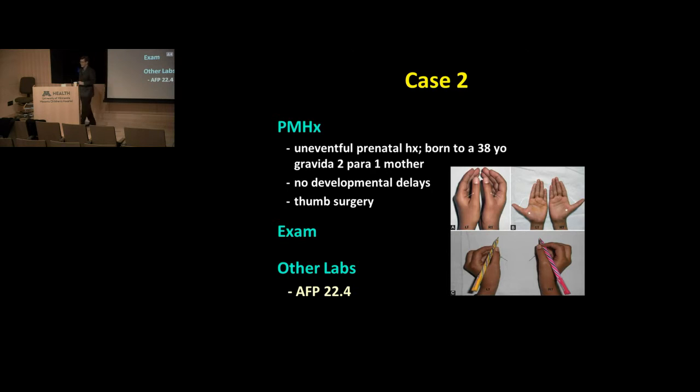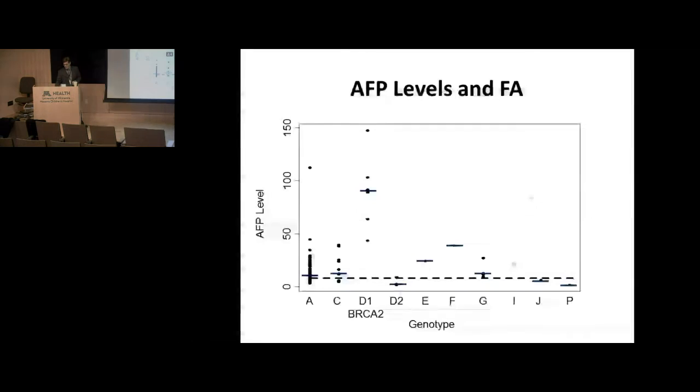Okay, so let me show you about that. Alpha-fetoprotein is something that serves as a marker. It can be a marker of a variety of things. You may have used it prenatally to evaluate mothers to see if they have a higher risk of certain malformations. But in the context of Fanconi anemia, it seems to be a marker for some unclear reason, and it seems to be particularly high in patients that have BRCA2.